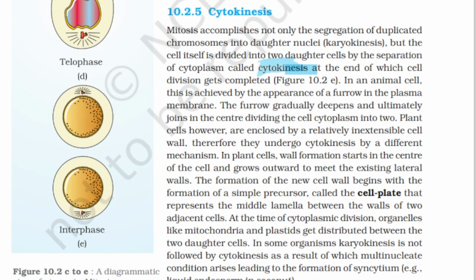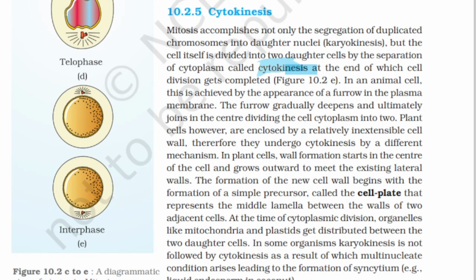So in an animal cell, this is achieved by the appearance of a furrow in the plasma membrane. The furrow gradually deepens and ultimately joins in the center, dividing the cell cytoplasm into two. That is how exactly the cell gets divided. Plant cells, however, are enclosed by a relatively inextensible cell wall, therefore they undergo cytokinesis by a different mechanism.